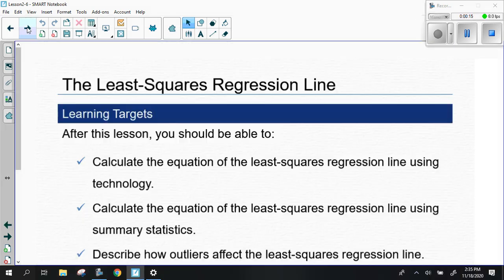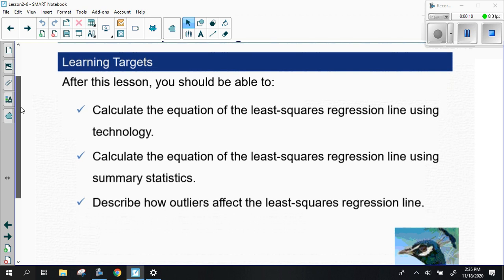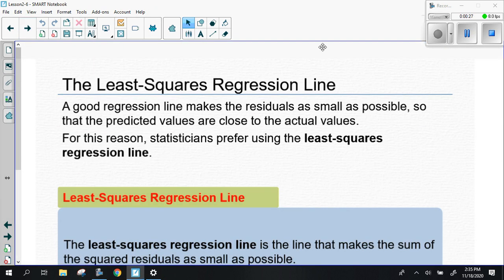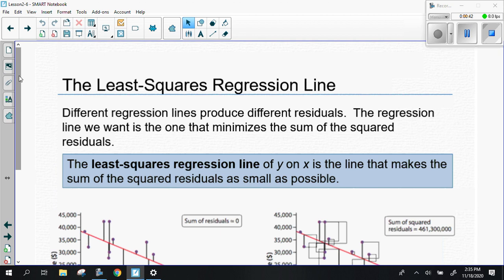All right, let's get right into it. Today, we're going to calculate the equation of the least squares regression line. We're going to use summary statistics, and we're going to talk about outliers. Probably stick to the technological approach to this as well. So our least squares regression line makes the sum of the squared residuals as small as possible. Well, let's talk about what that looks like.